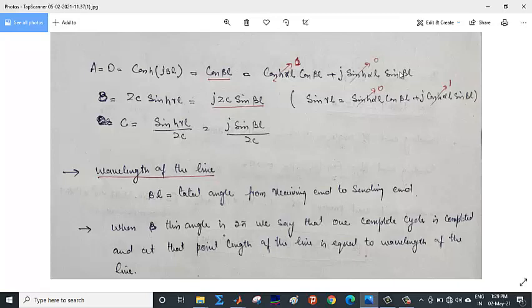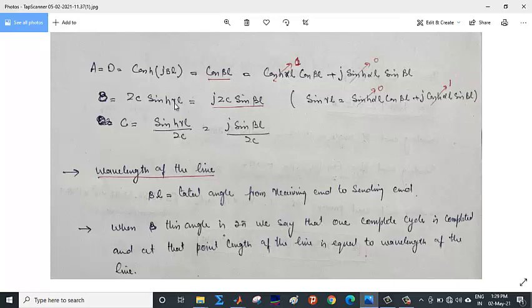We have already discussed this formula. So when alpha is equal to 0, cos hyperbolic alpha L will be equal to 1 and sin hyperbolic alpha L will be equal to 0. This term goes and this is 1 into cos of beta L, it will be equal to cos of beta L. So B is equal to ZC sin hyperbolic gamma L, that is equal to J ZC sin beta L.